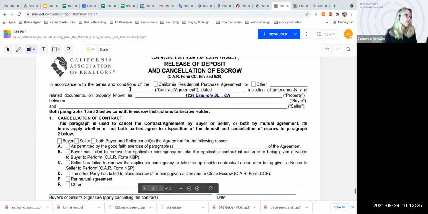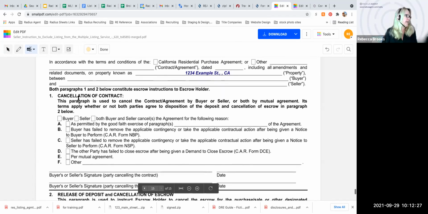Okay. This is the form that you use when you cancel. This paragraph is used to cancel the contract by the buyer or seller, or both by mutual agreement. Mutual agreement's great, because then later there's never any claim as to who was right and who was wrong. Its terms apply whether or not both parties agree to disposition of the deposit and cancellation of escrow in paragraph 2.